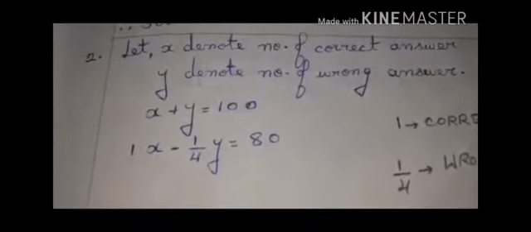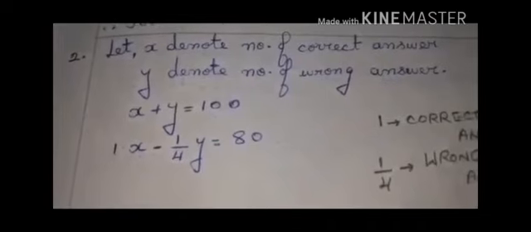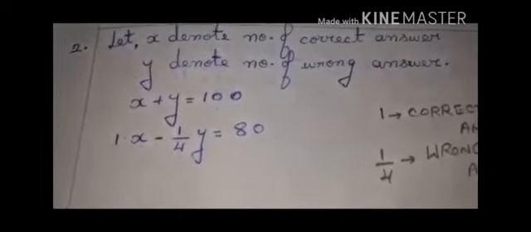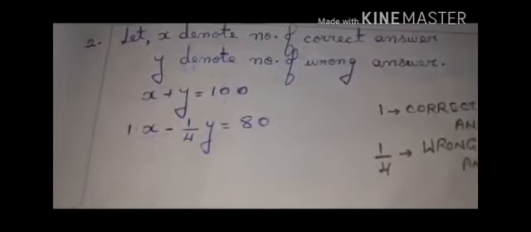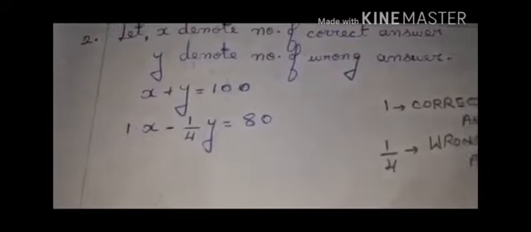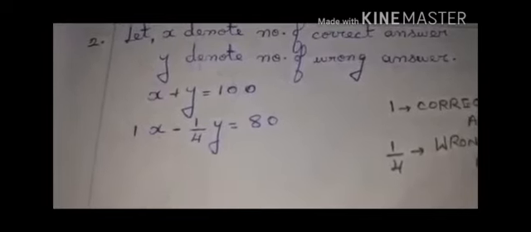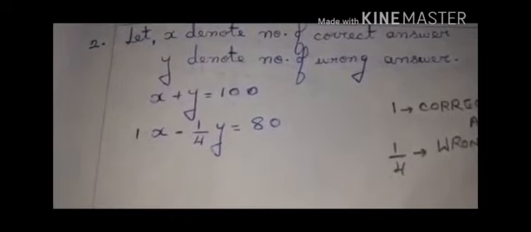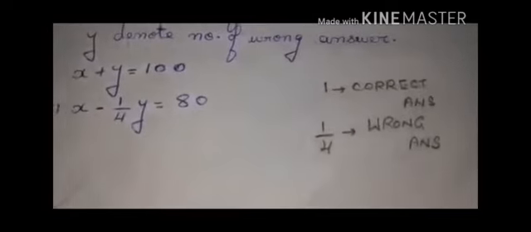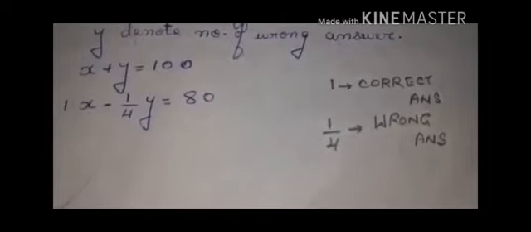Second question, let X denote the number of correct answers and Y denote the number of wrong answers. So from the question, I am framing two equations here, students, that is X plus Y equal to 100. The second equation is 1x minus 1 by 4y equal to 80. That is, for each correct answer we are allotting 1 mark, and for a wrong answer we are allotting 1 by 4 mark. And from these two equations we are having two variables here, students.